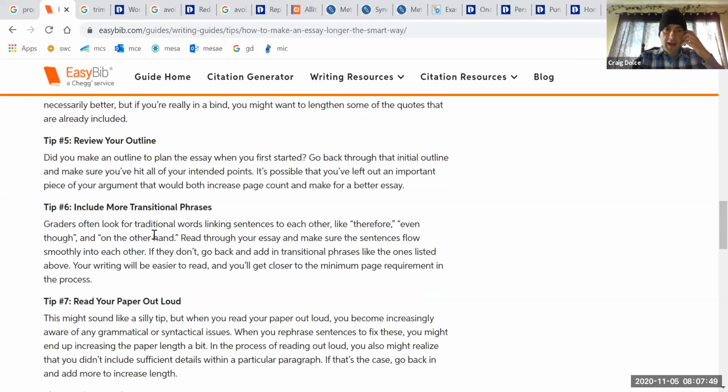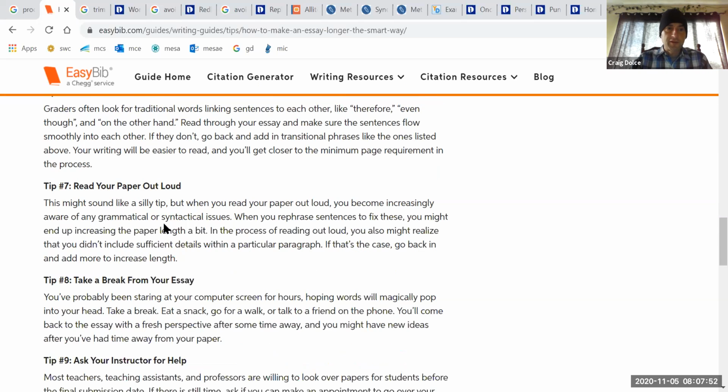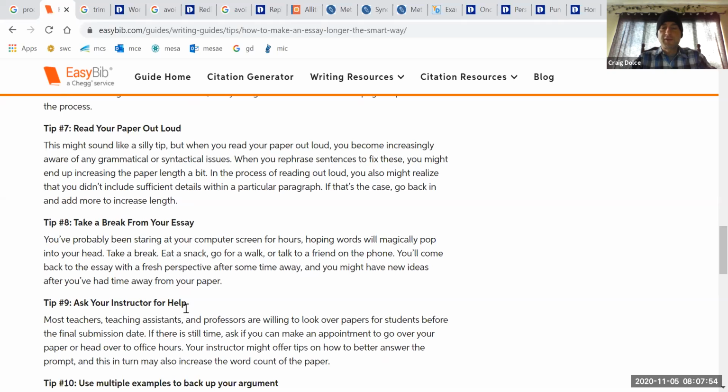Read your paper out loud, make sure to have transitional phrases. And now we're kind of getting into proofreading tips. I like this one here, right?